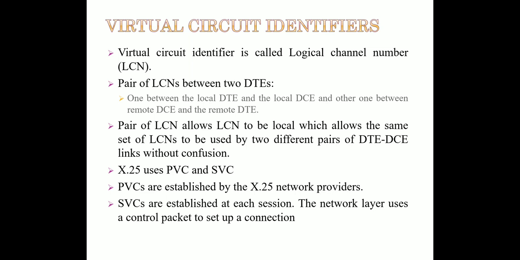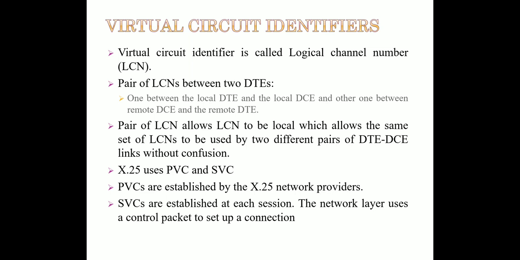The advantage of using a pair is that for all the local pairs, like there are two local DTE and DCE pairs, both of them can use the same number provided they are under different domains. So the LCN becomes local and the same number can be used without any confusion. What I mean by that, I will show you in the next line.